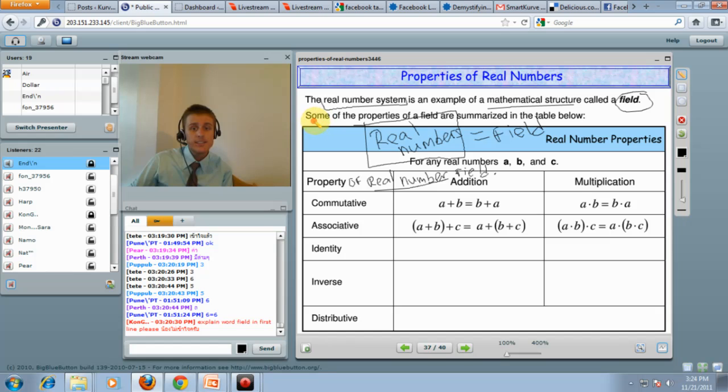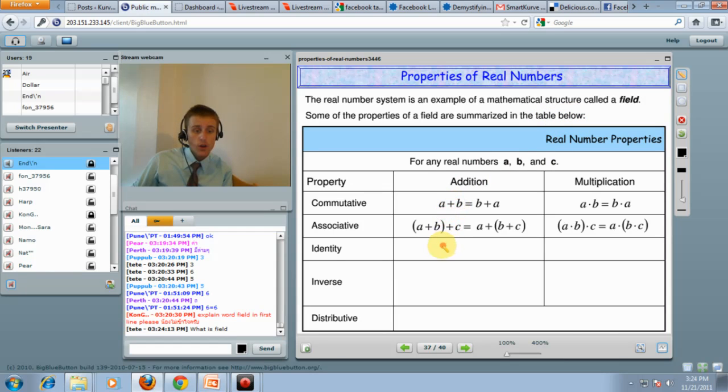And in this line, it says some of the properties of a field are summarized in the table below. So the real number field. What is field? Like the definition? So if we go back a ways, what is field? Yes.